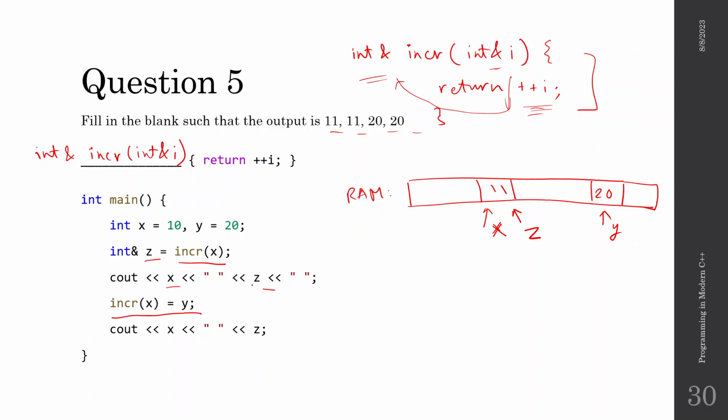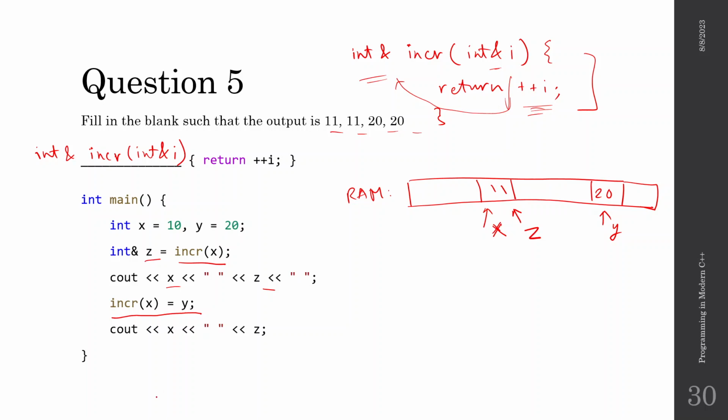Increment x will return a reference to x only. Then we are assigning that reference to y. Now y, as you know, its value is 20, right? So y is 20.